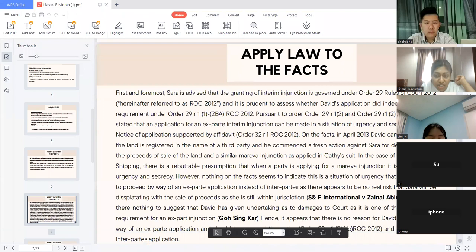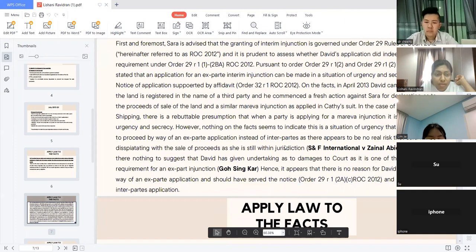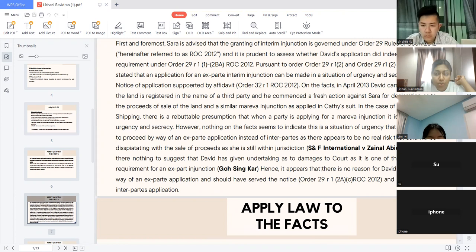SNF International versus Zainal Abidin. Moreover, there is nothing to suggest that David has given an undertaking as to damages to the court, as it is one of the fundamental requirements for an ex parte injunction. Hence, it appears that there is no reason for David to proceed by way of ex parte, and he should have served the notice under Order 29, Rule 1(2AC) and proceeded by inter partes.